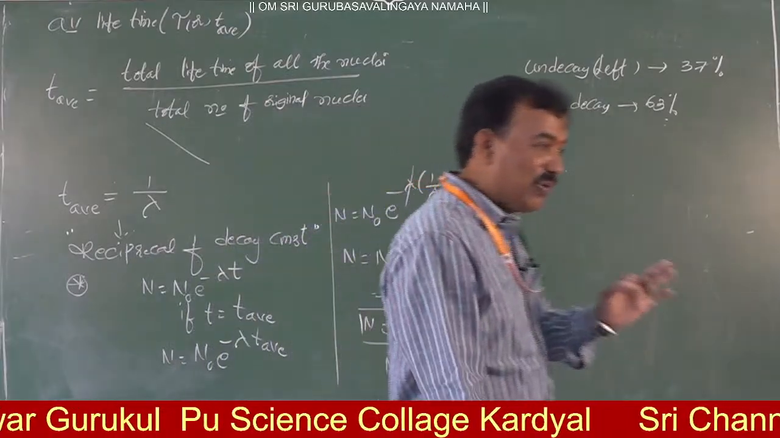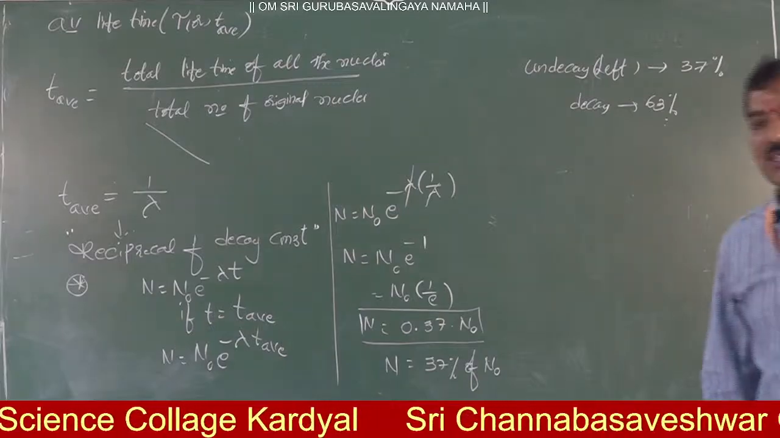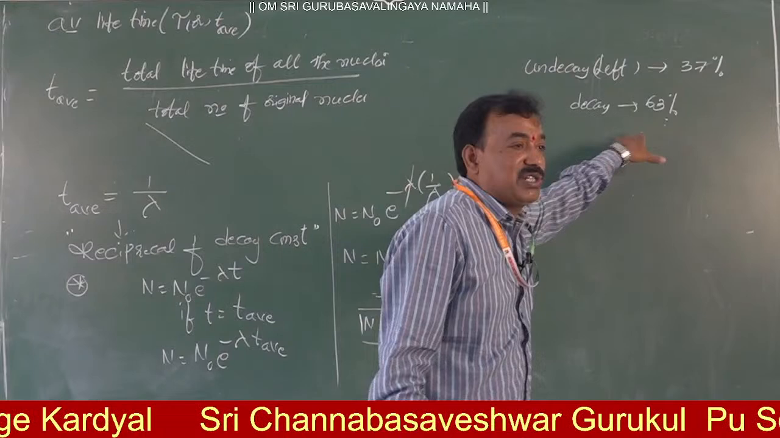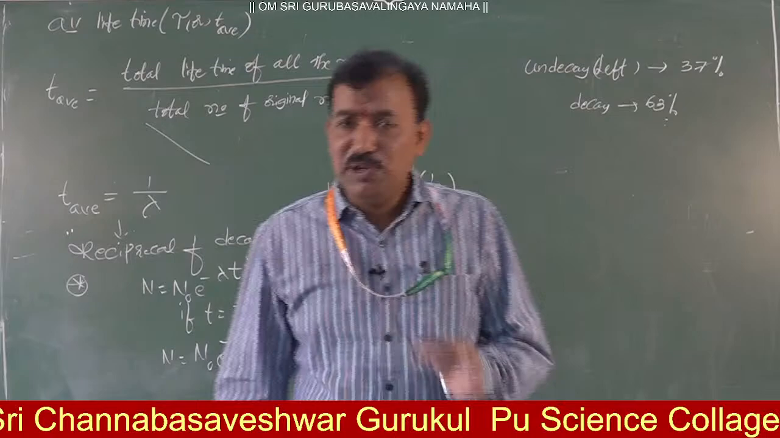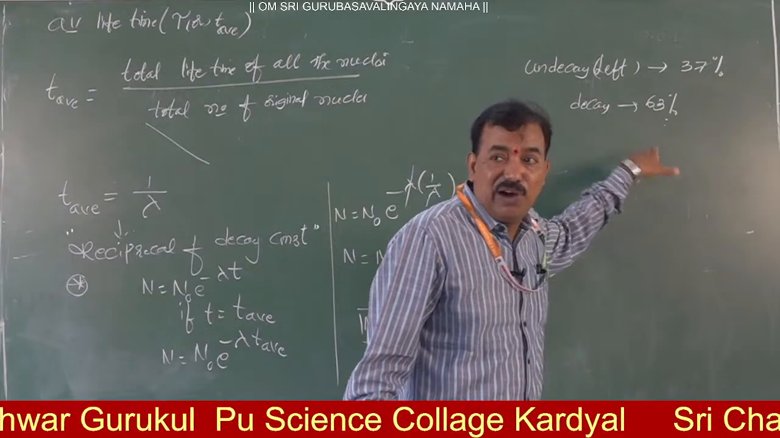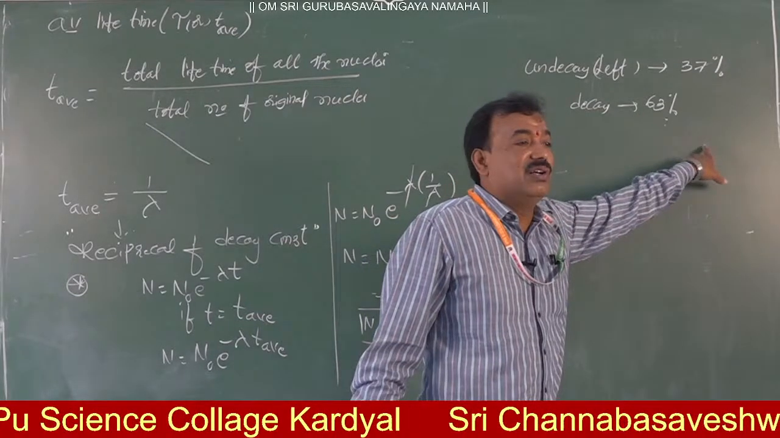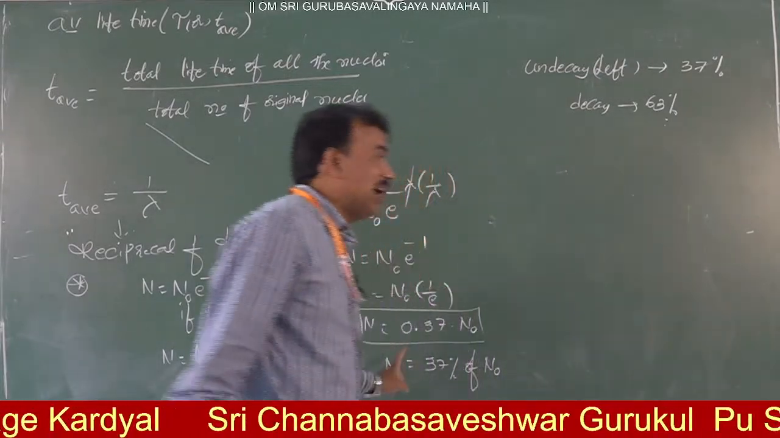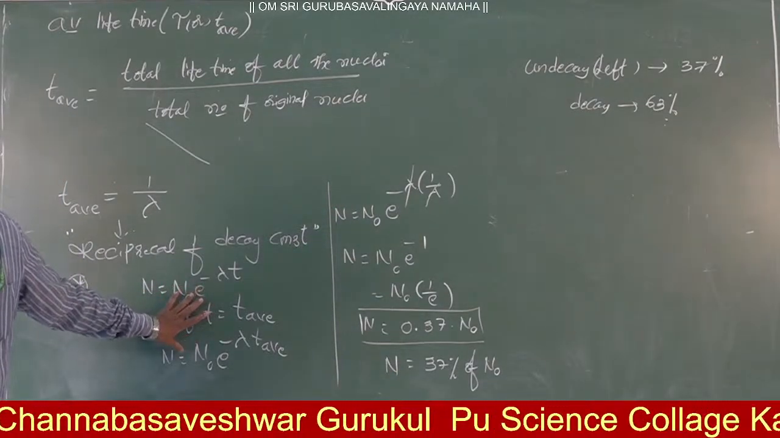Now, the half life is similar: it falls to half of the initial value. Here it falls by 63%. Once again, see this definition. The time interval during which the activity of the radioactive material decays by 63% of the initial value is known as the average lifetime. So one is complete.